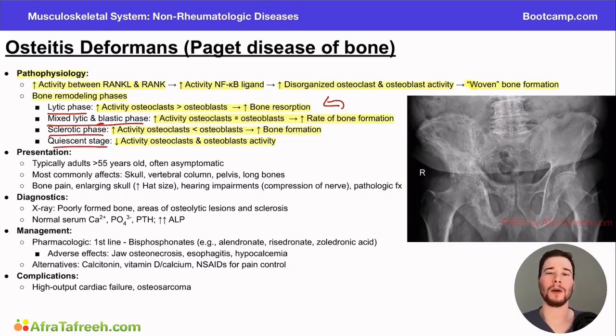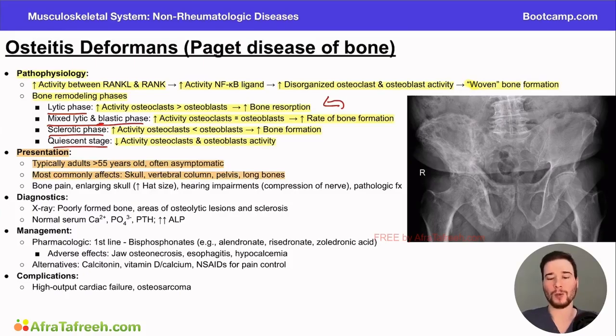Why does it matter that we have sclerotic phases and lytic phases and mixed phases? The problem is, again, the bone formation is being poorly developed. It's poorly formed bone. It's bad quality. And this can lead to a constellation of findings that we can actually see in a clinical presentation. First and foremost, this typically occurs in adults of older age, and it's often asymptomatic. Patients might not know this is going on, but as it develops over time, as it gets progressively worse, they can develop some things in particular areas of the body, including the skull, vertebral column, the pelvis, and the long bones.